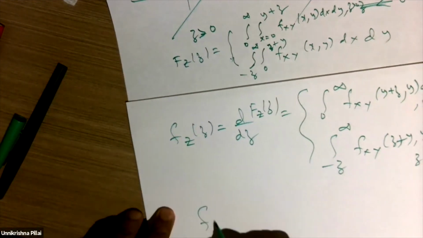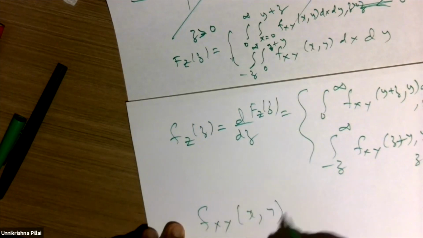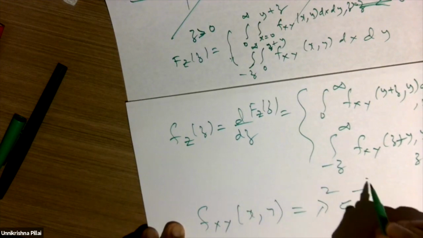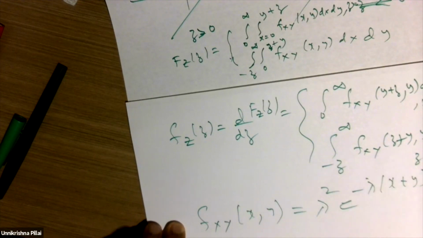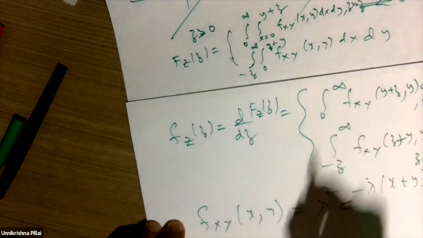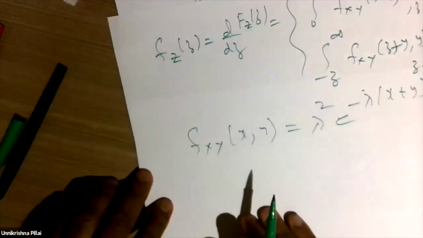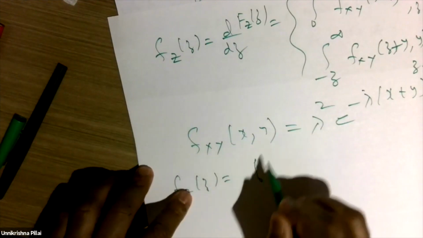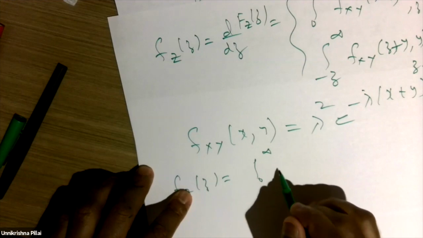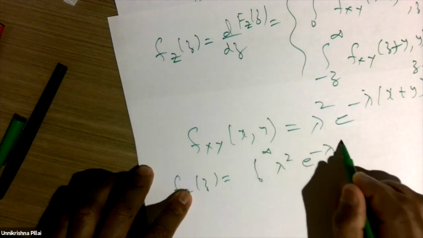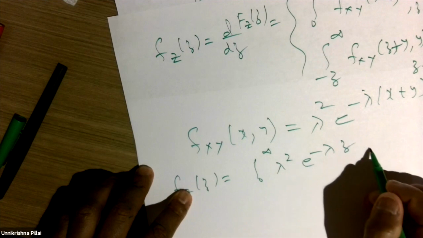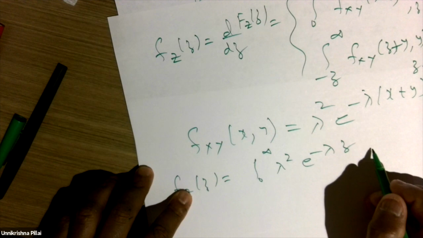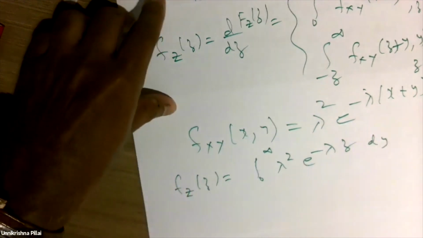Now, I don't have time to simplify this. You go home and simplify. Do the previous problem, X and Y are independent. You plug it in here. What do we get? Maybe we can do it quickly. So if you do this F_Z(z), I'll do this myself, and then you do it. So this is lambda squared e raised to minus. What happened? I made a mistake somewhere.